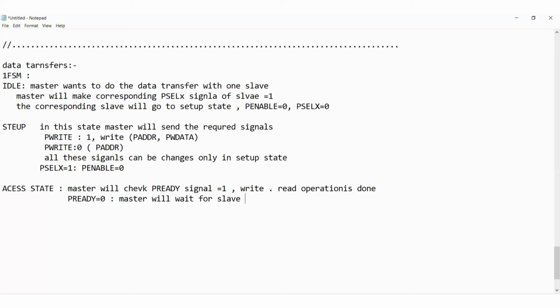After that, master will simply make P select X signal 0 and with other slave, it will try to do the transaction. This depends on design. How many clock cycle they want master to wait? Because if master is waiting for more clock cycle, then it is unnecessary wastage. So it is like 3, 4, 5 up to this much. It is going to wait for the slave. Okay. So if P ready is equal to 0, then master will wait for slave. Here in the SS state, only P enable signal changes. Master makes P enable equal to 1. All other signals must be constant.